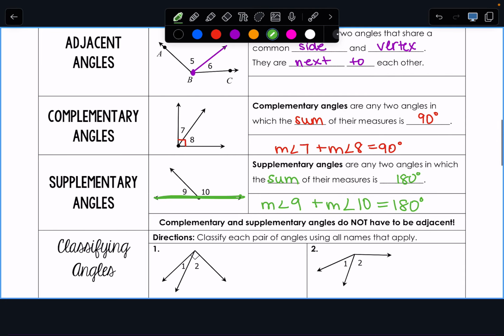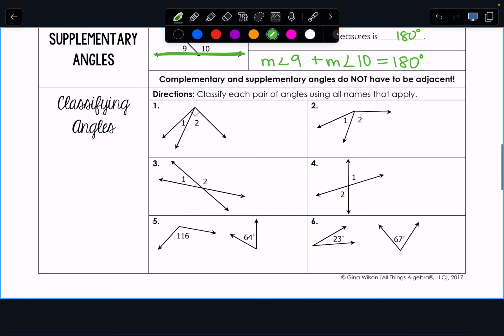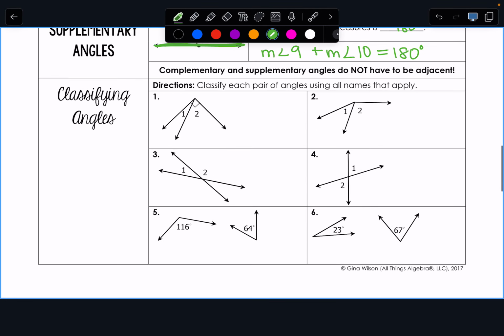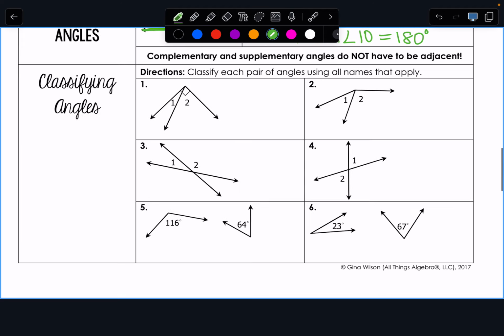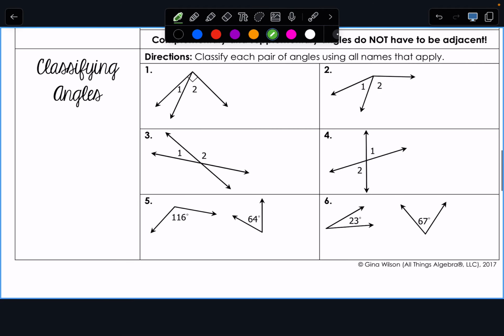Okay? All right, what I want you to do is, with your elbow partner, write a word in each one of those boxes from the four above.